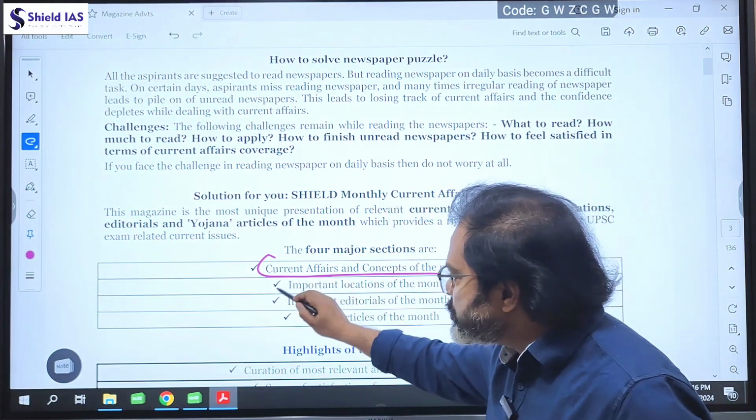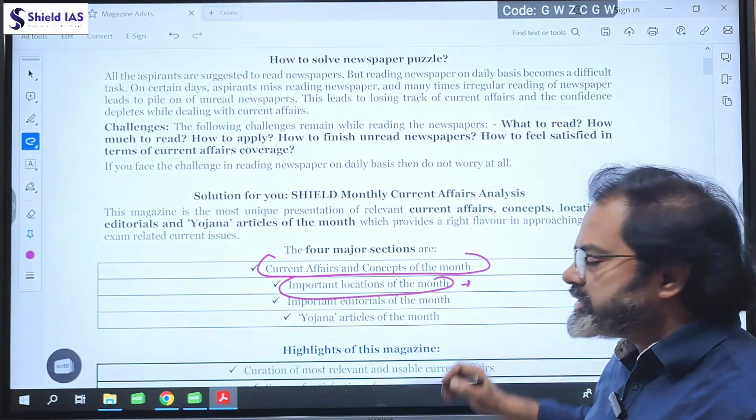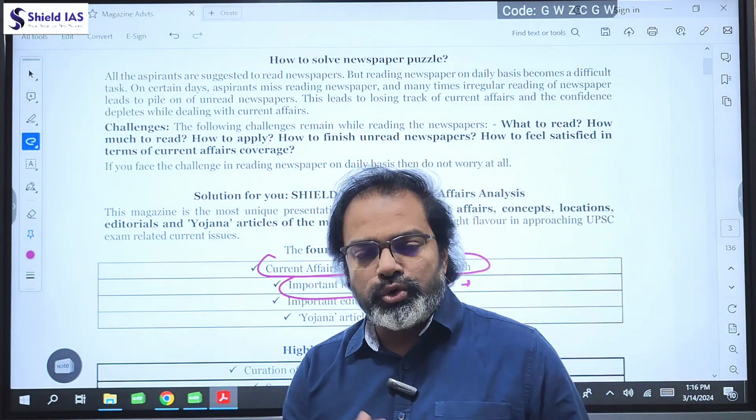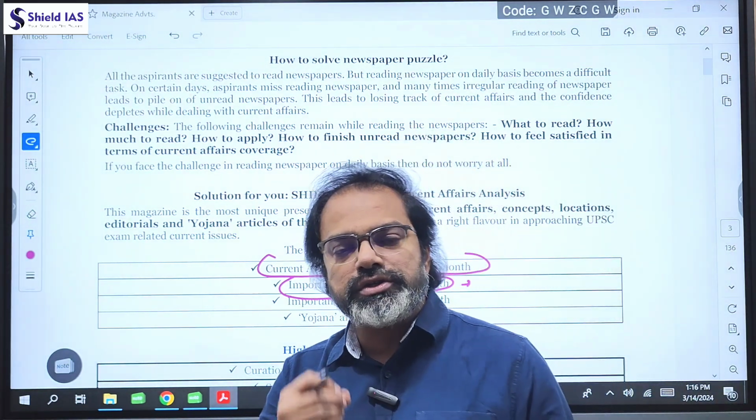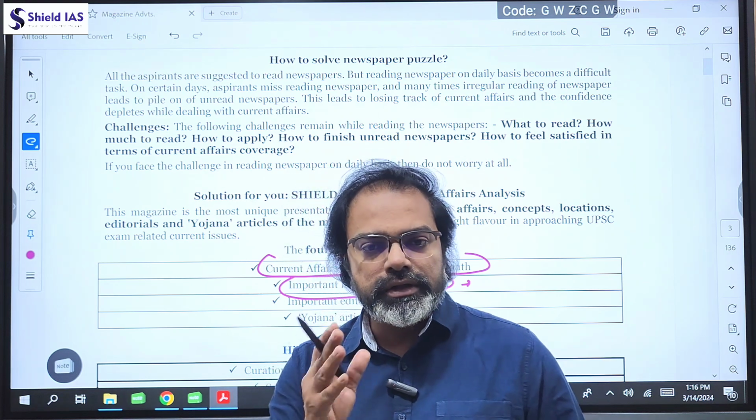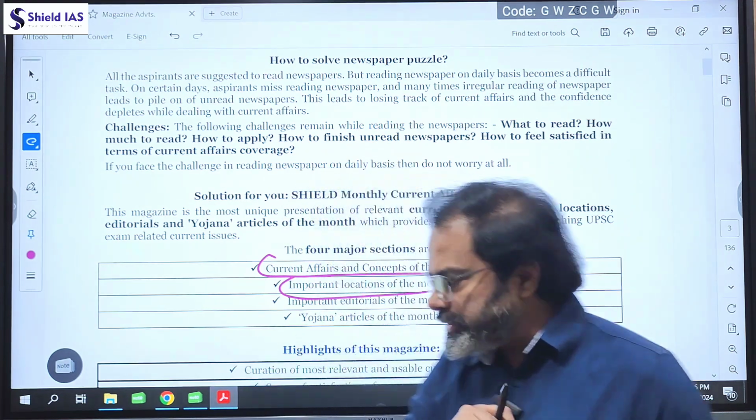Now, important locations of the month. Specifically, this is for the prelims part, because 2 or 3 location-based questions are asked each and every year by UPSC in GS paper 1 of the prelims examination.